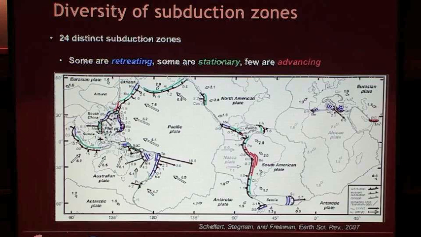So, yeah, Bill said this, well, is there a typical subduction zone? Well, no, they're all doing something different. In this reference frame, we count about 24 different subduction zones, and they're color-coded here as the ones that are retreating. So, for example, up here in Tonga, it's retreating at a rate of about 16 centimeters per year, so the units here are centimeters per year.